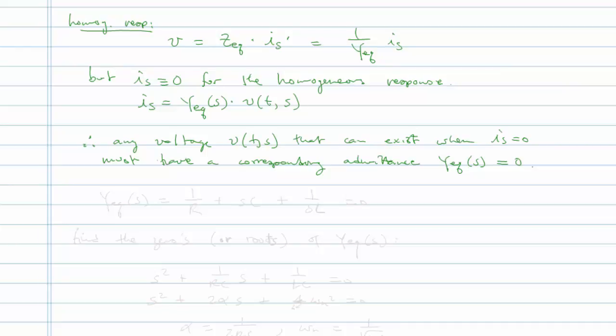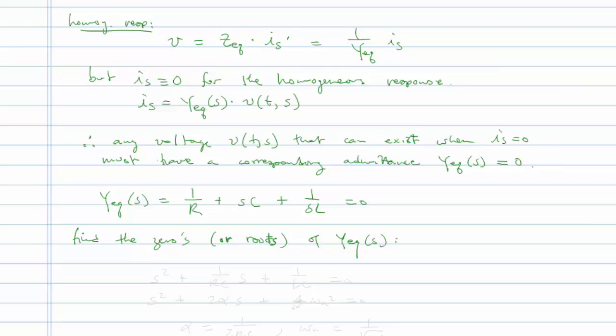Okay? So what is our admittance? We wrote that on the previous page. It was 1 over R. Remember, we're putting all these three in parallel: 1 over R plus SC plus 1 over SL. And we're going to set that equal to 0. So find the zeros, the roots of Y equivalent.